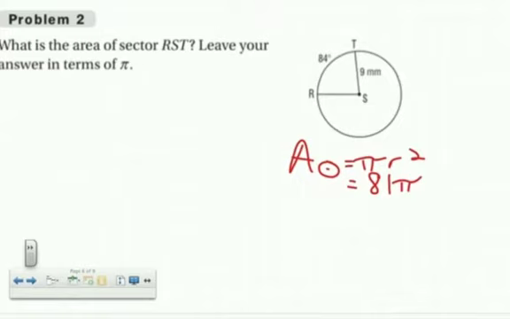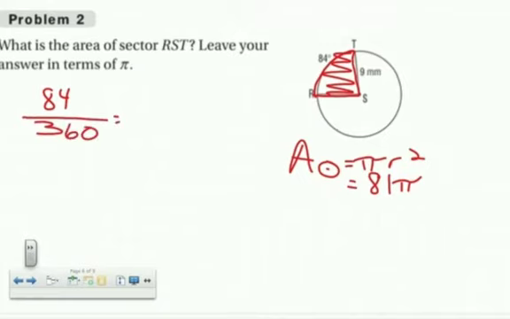Hold on, let me backtrack. Are we good? Okay. So I'm trying to find the area of this sector. That's the piece of the pie I'm interested in. What fraction of the circle is that? It's 84 over 360. And by all means, you have scientific calculators, use them. Let's reduce this fraction. I get 7 over 30.